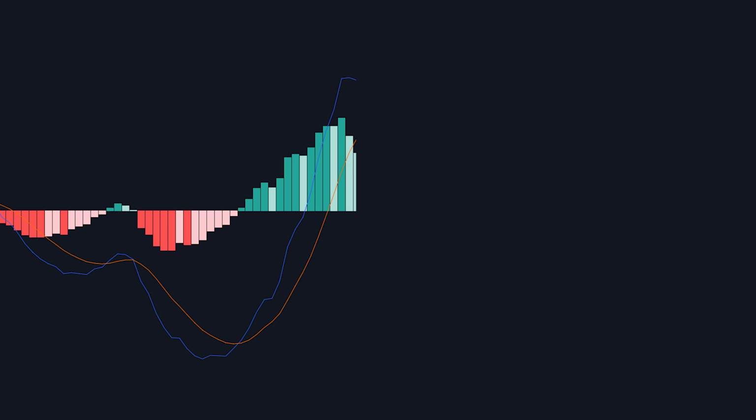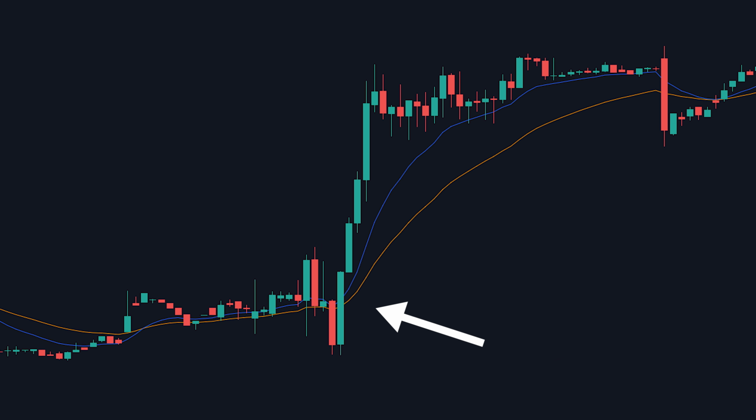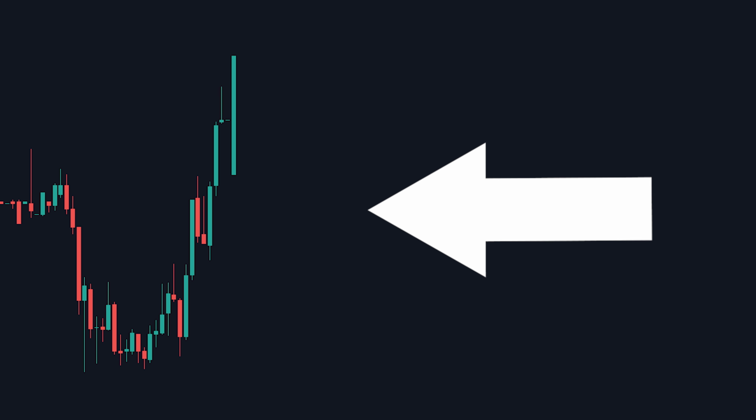The strategy is pretty simple. You buy when the MACD line crosses above the signal line, in other words when the histogram turns green, and then you're gonna sell when the MACD line crosses below the signal line, or when the histogram turns red. The logic behind this is you're essentially buying when the short-term average is higher than the long-term average, meaning there's a short-term momentum heading upwards.